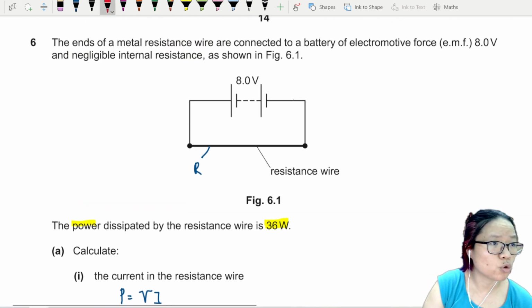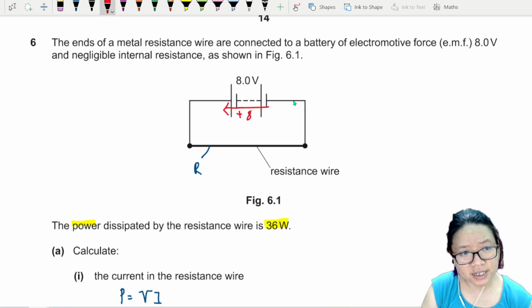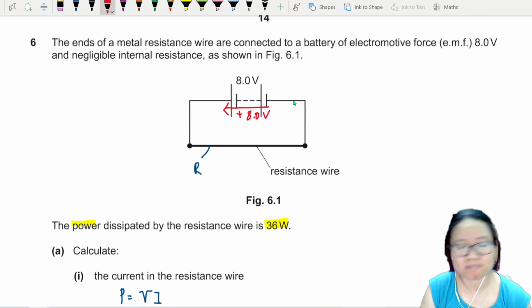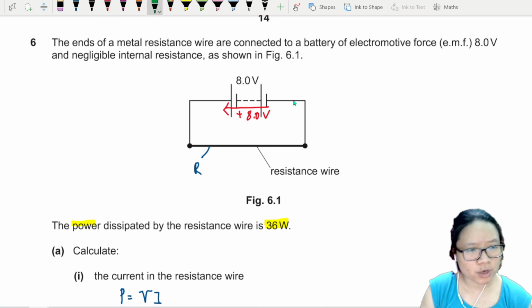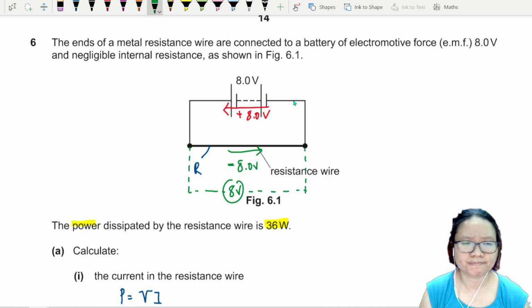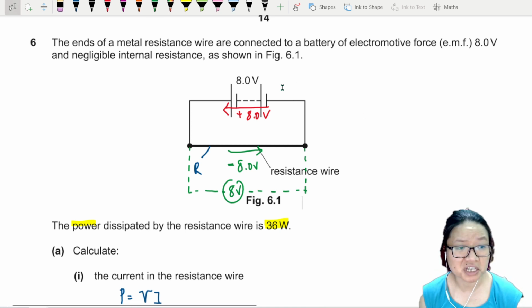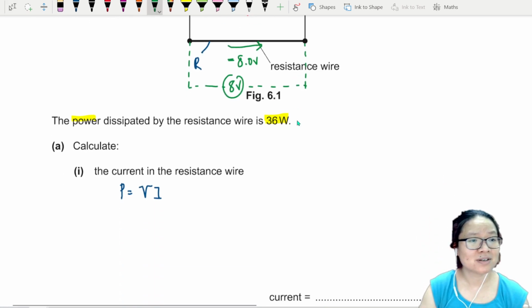But what I do know is you pass through the battery, you get boosted 8.0 joule per coulomb, 8.0 volt. Meaning when you pass through the wire, you will use up that 8.0 volt. So the potential difference across the wire is actually 8 volt. Battery give you 8, wire will use up all of the 8. No need to share with internal resistance. Very good.